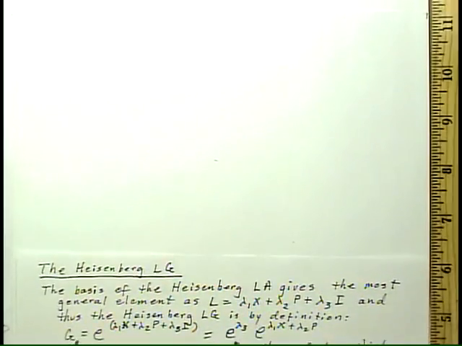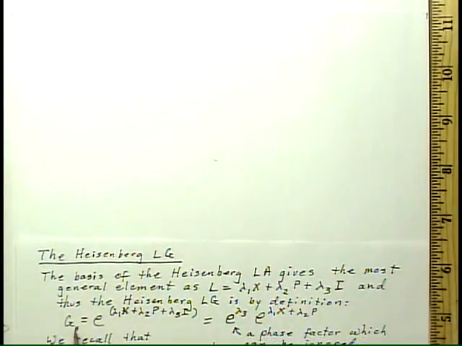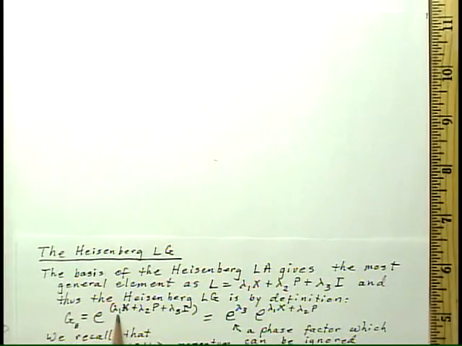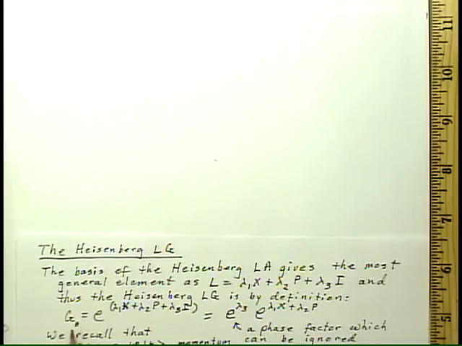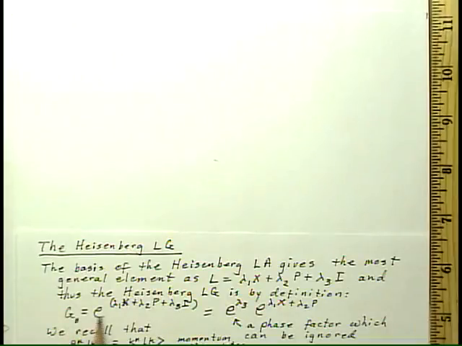We've discussed almost exclusively the Heisenberg Lie algebra. We're now going to look at the Heisenberg Lie group. The most general element of the Heisenberg Lie group can be generated by looking at the most general element of the Lie algebra in the following way. If L, the most general element of the algebra, is lambda 1 times x plus lambda 2 times p plus lambda 3 times I, then by definition the Lie group associated with that is given by the exponentiation of that most general element.